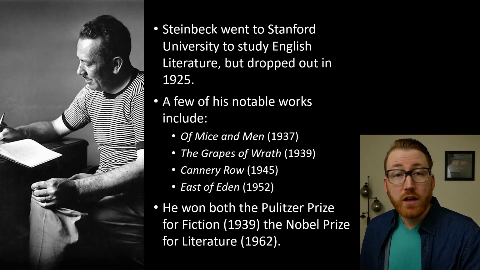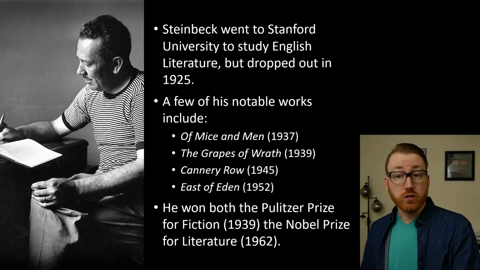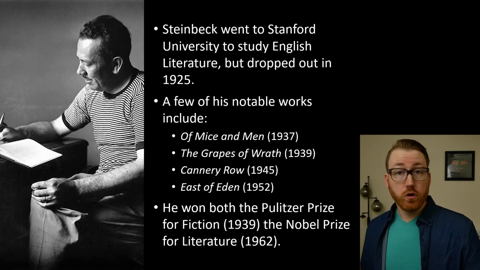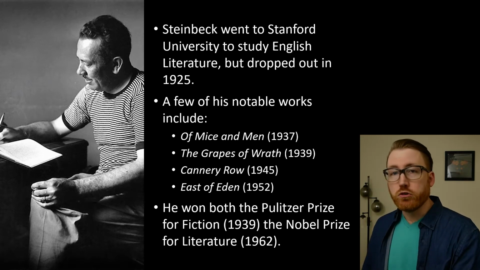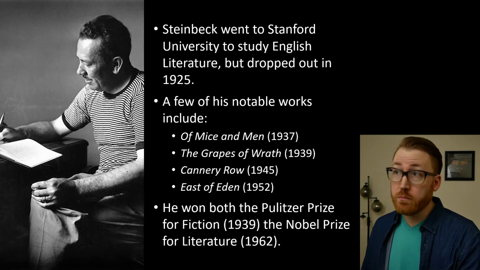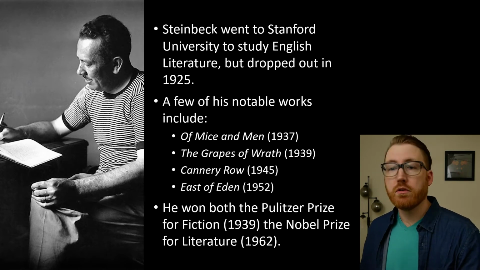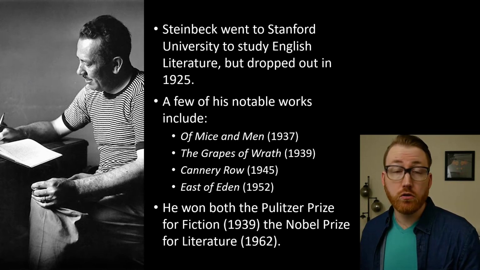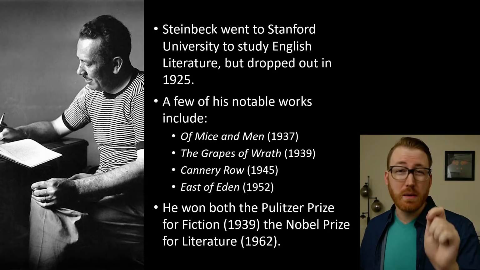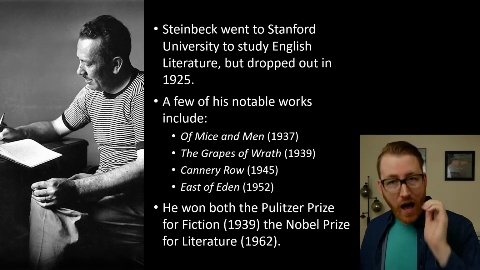Steinbeck graduated from high school in 1919 and went on to Stanford University to study English literature, but he dropped out in 1925. A few of his notable works include Of Mice and Men, which was published in 1937. Now, that's a book that has at times been a part of the curriculum for this class and other times has not. It's an extraordinary story, very concise, but also extremely impactful. If you get a chance to read this story, I highly recommend it.